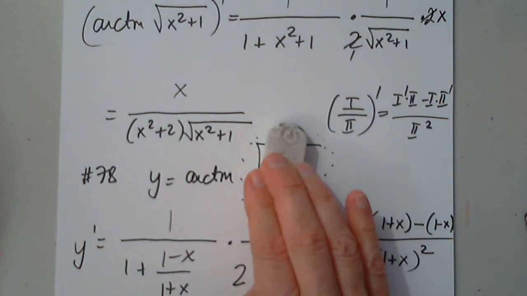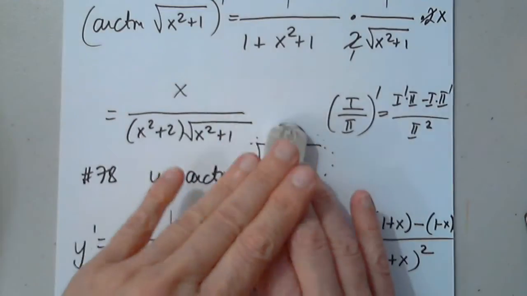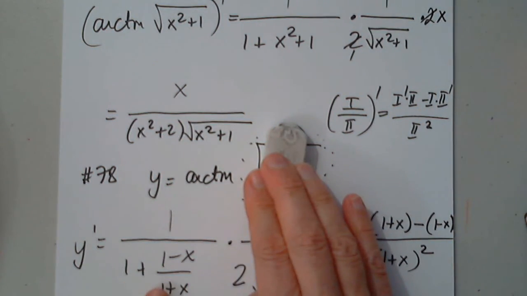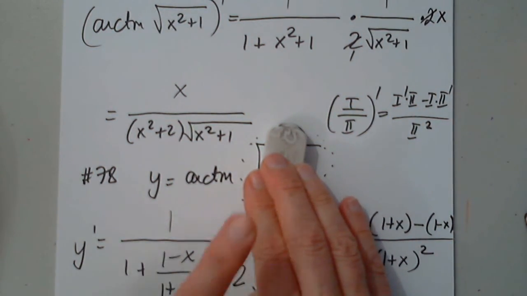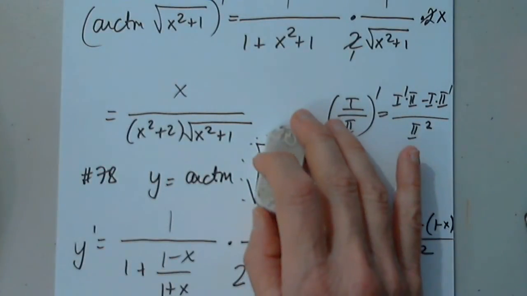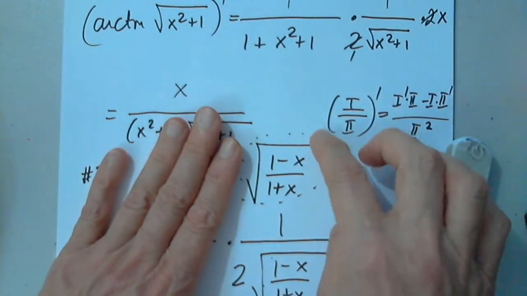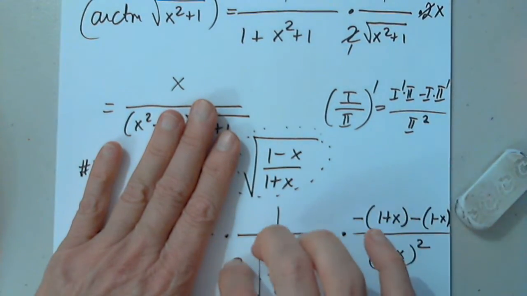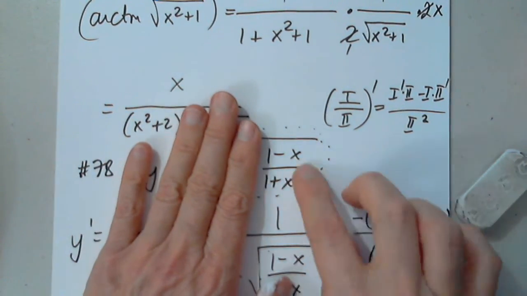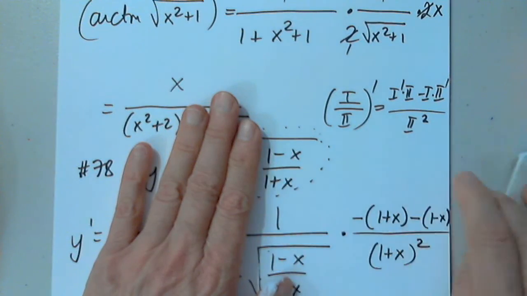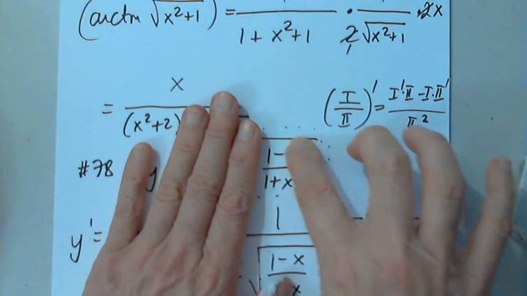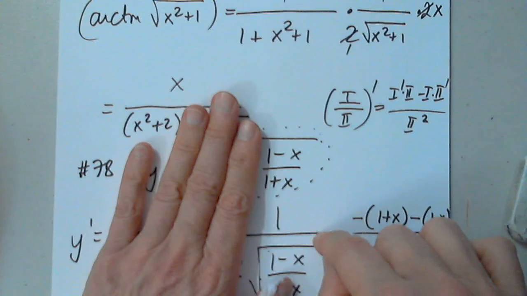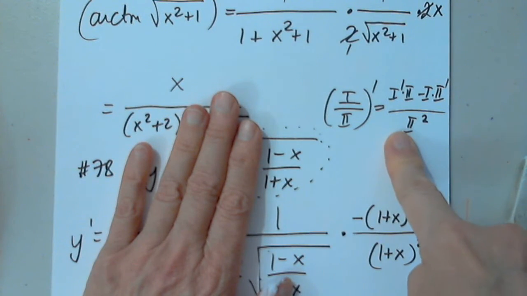Arctangent of whatever prime is 1 over 1 plus whatever squared. Done. Now, I need to differentiate the square root, which I know how. 1 over 2, the square root, times the inner function prime. But the inner function prime is a ratio. I have to use the quotient rule.